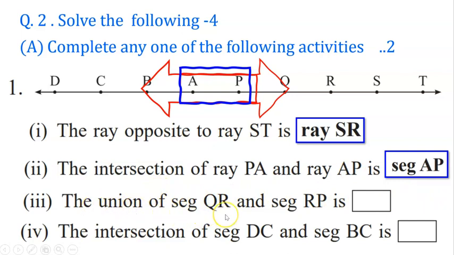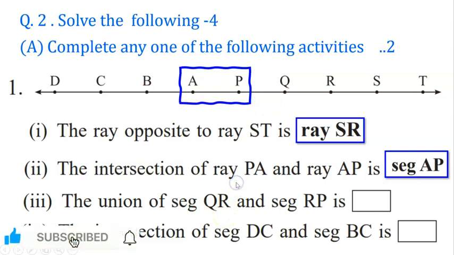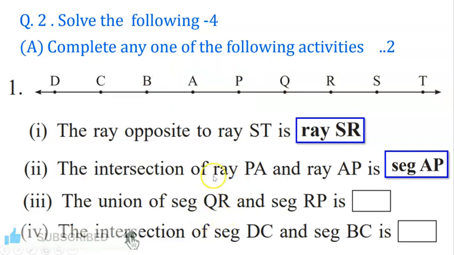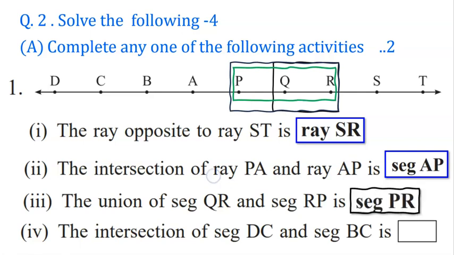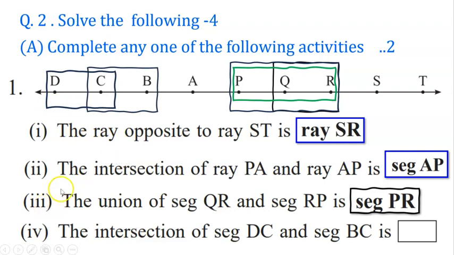The union of segment QR and RP is, see this here, the union of segment Q to R and R to P is PR. Therefore it is segment PR. Now next, the intersection of segment DC and segment BC is, see this here, the point C. Okay, and this is the answer. Point C is the answer.